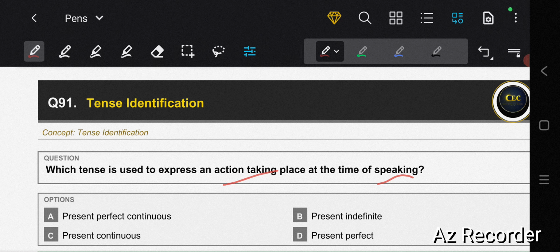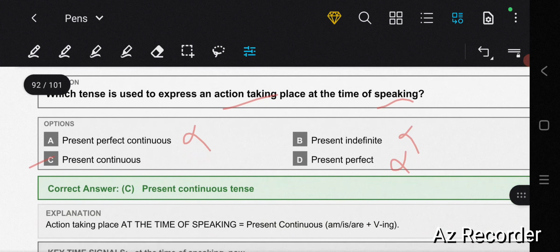It shows continuation generally. So indefinite will not be the correct one, perfect also will not be, but present perfect continuous and present continuous. An action taking place at the time of speaking, so this matches with option C. So option A is the incorrect one.